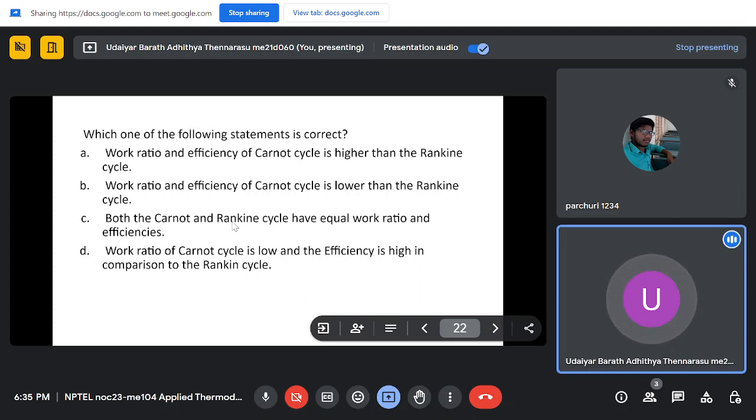So here we have been asked to compare the Carnot cycle and the Rankine cycle. I hope you remember what work ratio is. Work ratio is the net work divided by the turbine work, the expansion work which you are getting, and net work is the expansion work minus the compression work. So that is the work ratio, and the other term is efficiency. So we have to compare both.